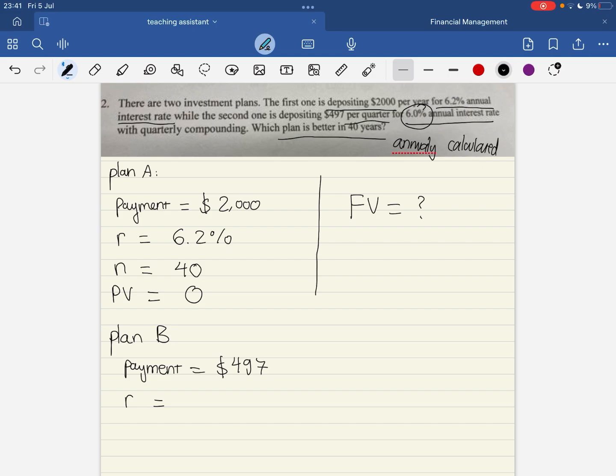However, this deposit is quarterly compounding. So the R has to be equal to 6 divided by 4. Why is it 4? Because 1 year we have 4 quarters. So to calculate the quarterly compound rate, we have to take 6%, which is the annual interest rate, divided by 4 in order to get the interest rate. This will be equal to 1.5%.